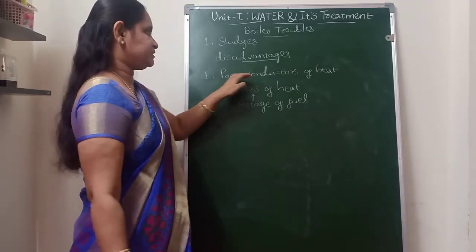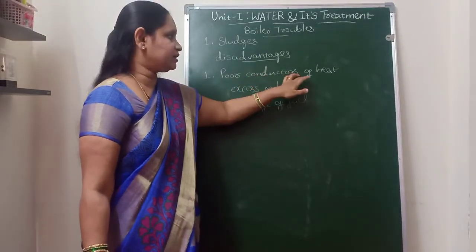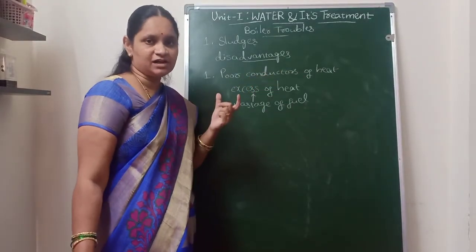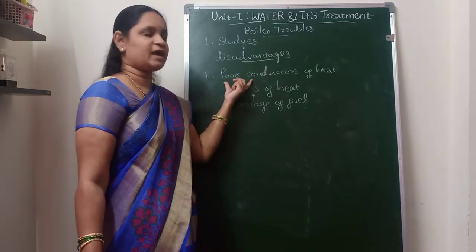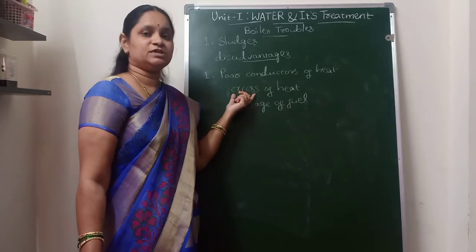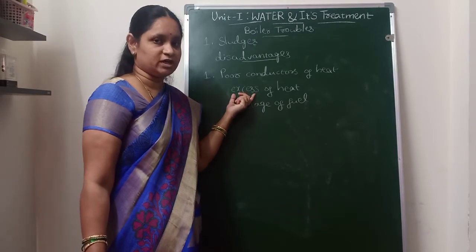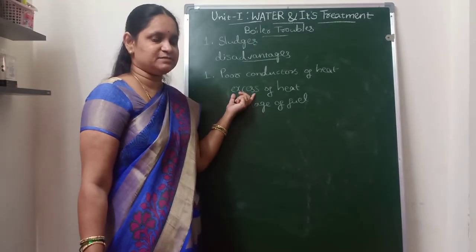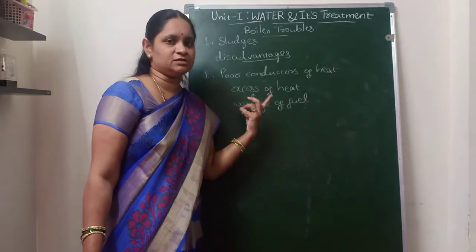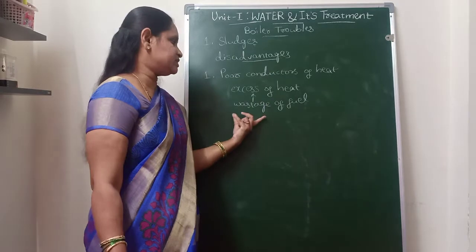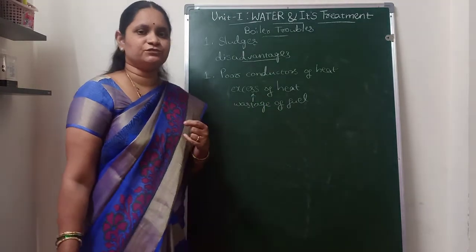So as the sludges are poor conductors of heat, they will not transfer the total heat given to the boiler tubes, and then we have to give excess heat to the boilers to maintain constant steam generation. For that we need more fuel. So fuel consumption is going to increase. That will lead to wastage of the fuel.